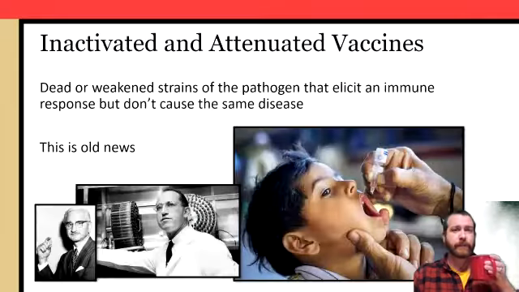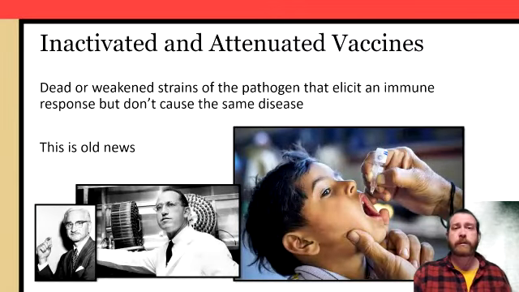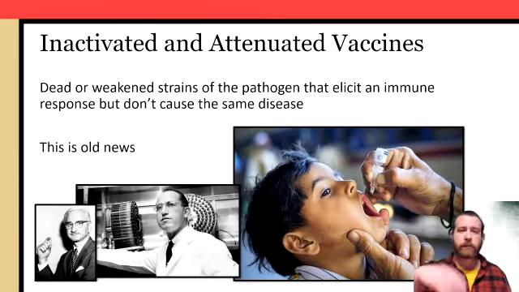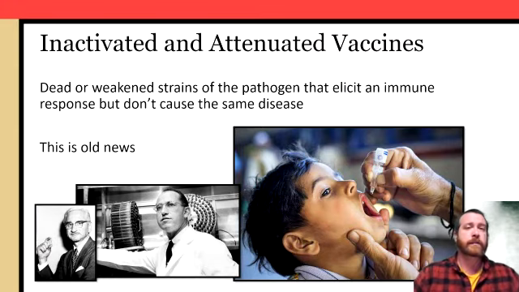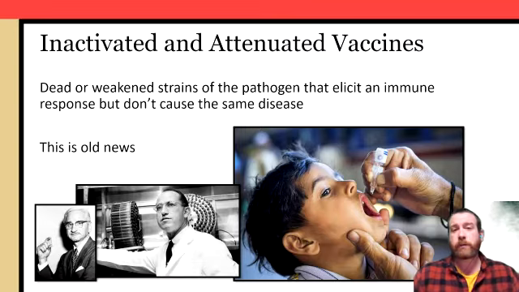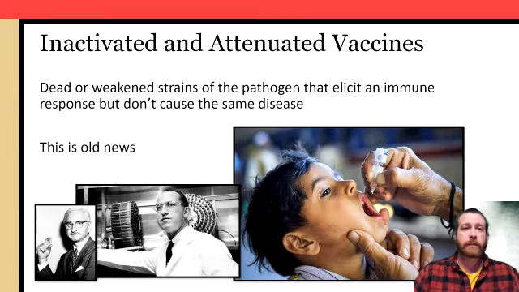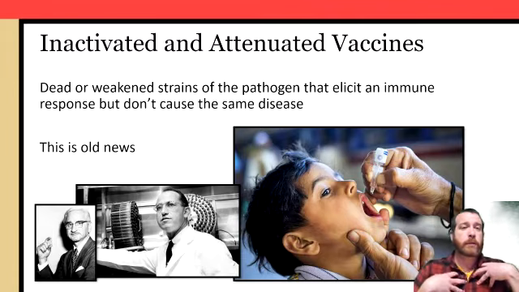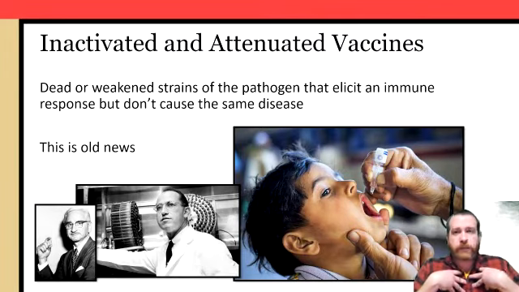Now, all of these coronavirus vaccines, all of these different new ones that we're talking about, they differ from the kinds of vaccines that we've used historically. So here we have Jonas Salk, right? He's the one that made the first polio vaccine. This is a kid that's getting a little bit of oral polio. We've been doing dead or weakened strains of pathogens and exposing our immune system to them for a long time, right?